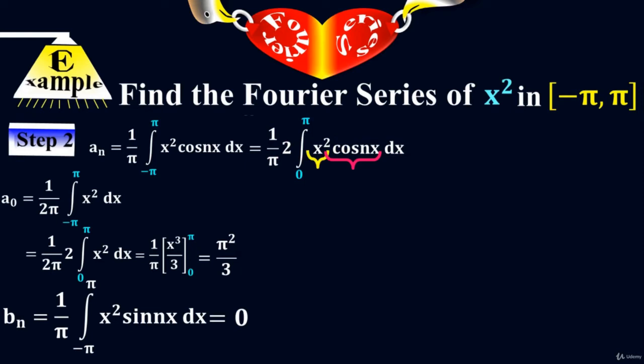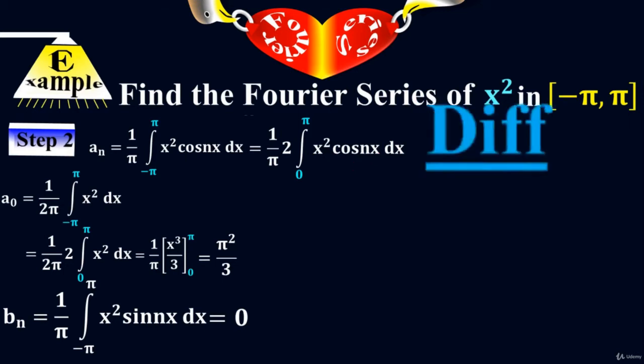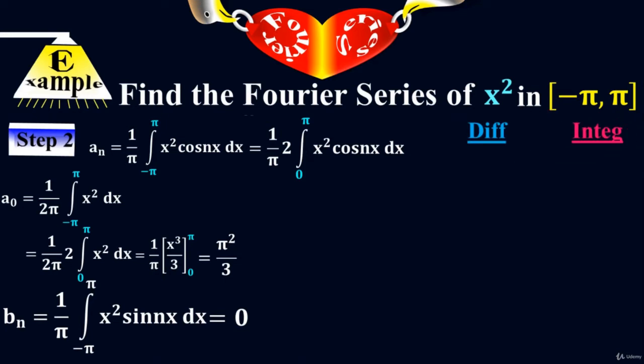It is the product of two functions, x squared and cos nx. X squared is an algebraic function, cos nx is a trigonometric function. If you have the product of two functions, normally we use the integration by parts technique. This is the common formula that we use for integration by parts. But since I have one pure algebraic term here, which is x squared, I'm going to use the other technique. Here is my differentiation, this is my integration.